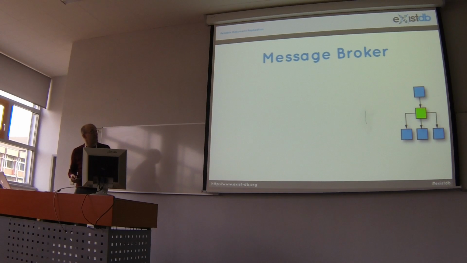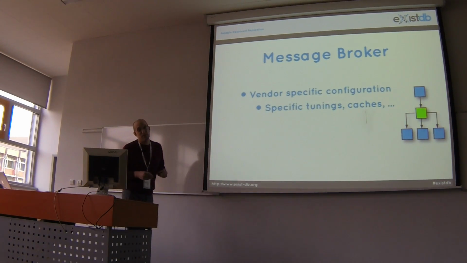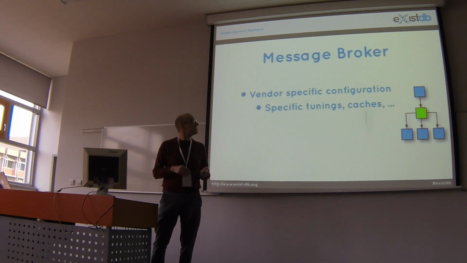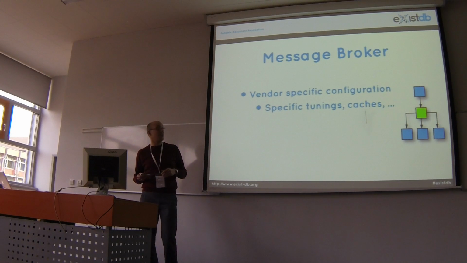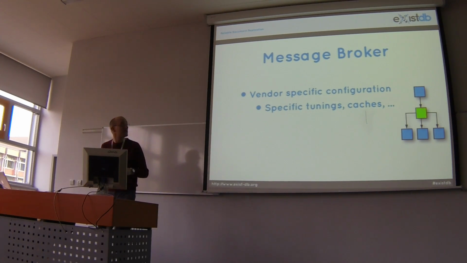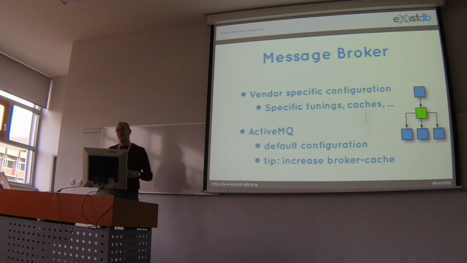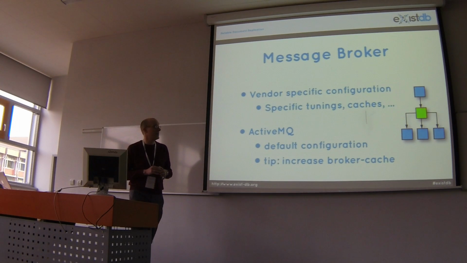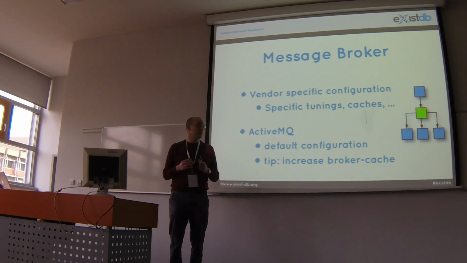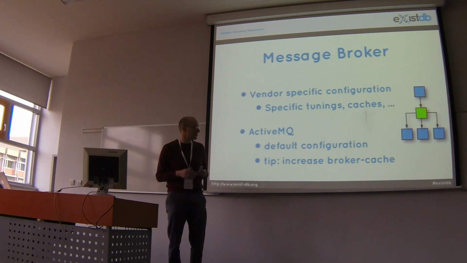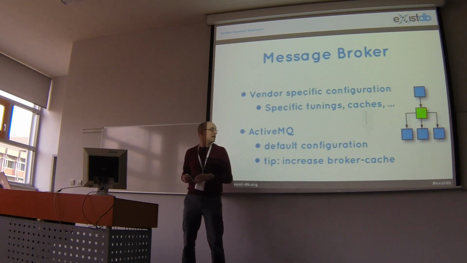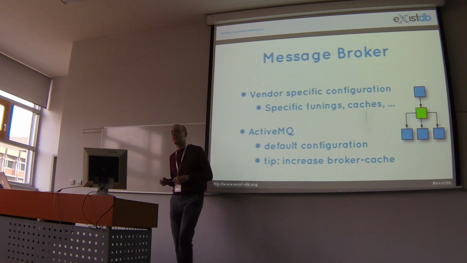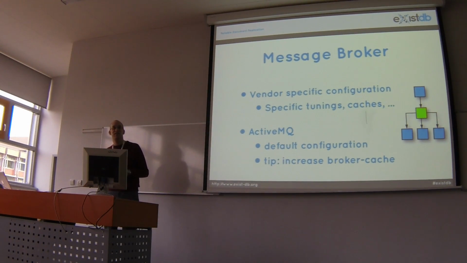And about the green thing, the message broker, I won't focus on it in this talk because it's vendor specific. You can tune all kinds of parameters in there. But for ActiveMQ, basically the default configuration should be okay. But if you use large documents on many instances, you might be interested in increasing the broker cache, but that's also one line in configuration.